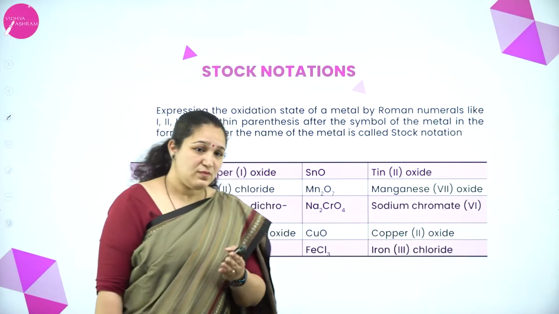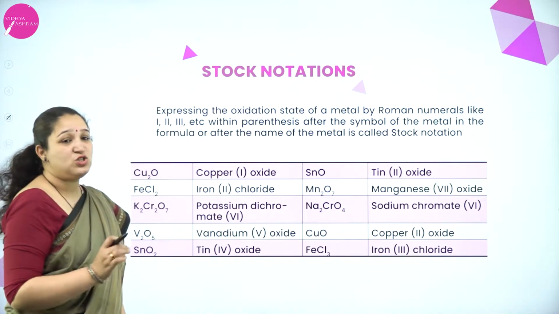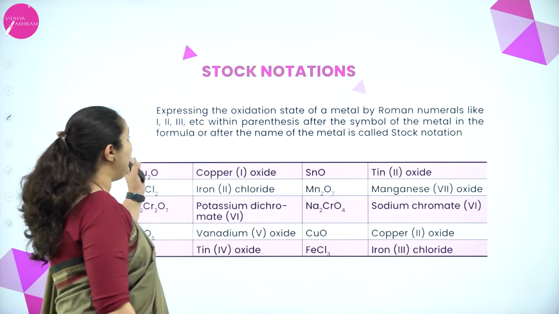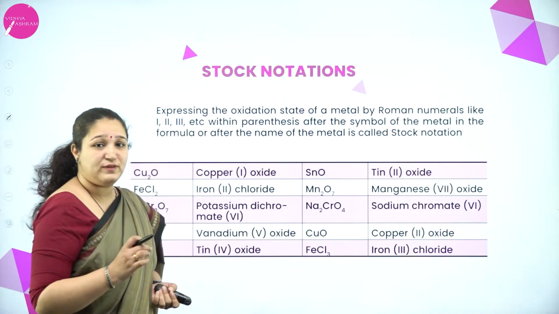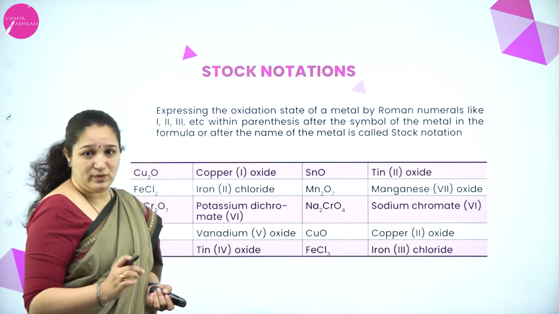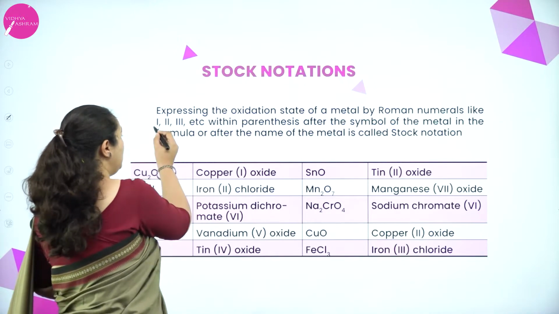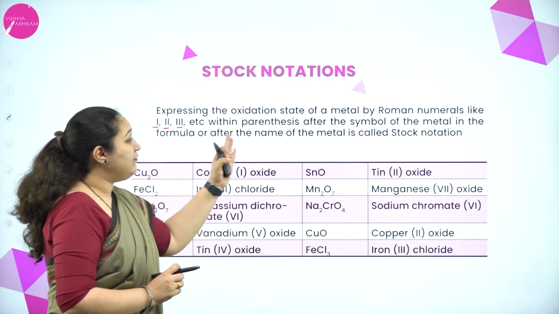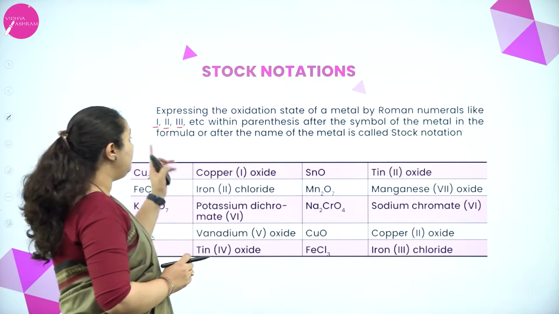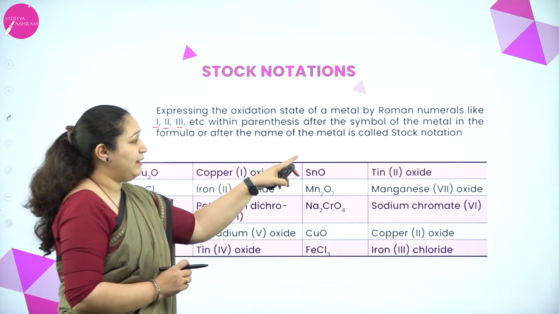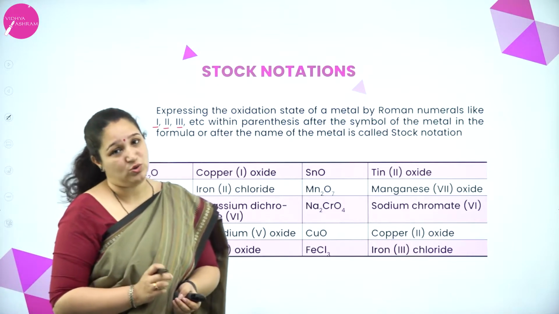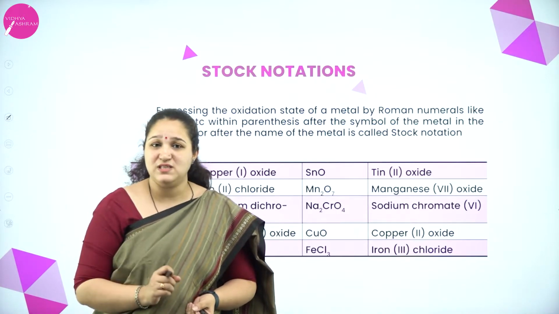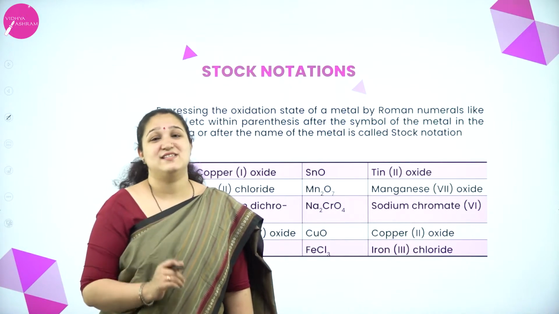Okay. So, first what we have? We have Stock notations. What is the meaning of Stock notation? Expressing the oxidation state of the metal by Roman numerals. That is 1, 2, 3, 4 Roman numerals you have to write within the parenthesis after the symbol of the metal in the formula or after the name of the metal is called as Stock notation. This way of writing was given by German chemist Alfred Stock and it is named after him.